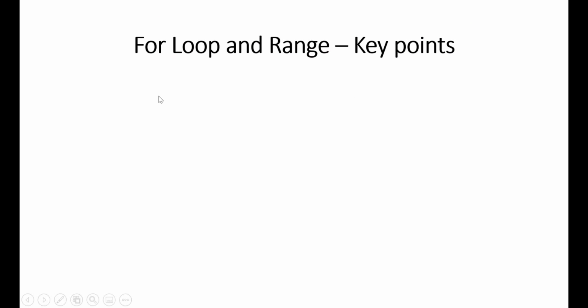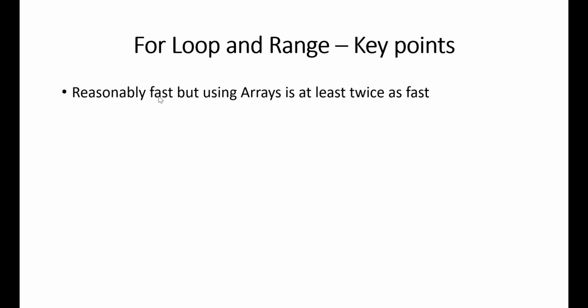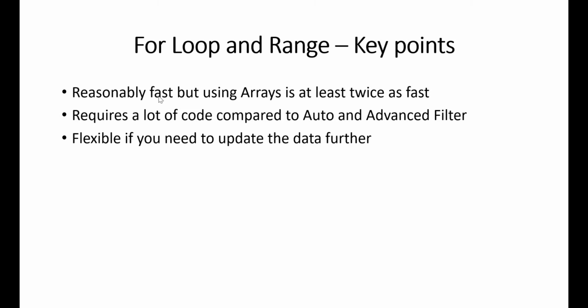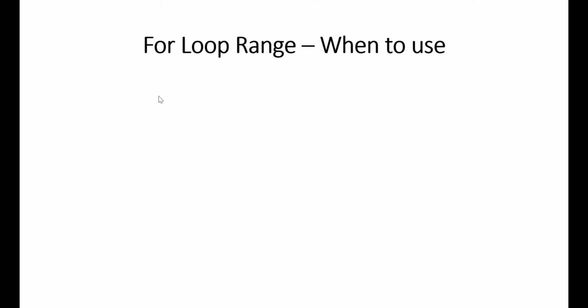The key points of the for loop and range are that the for loop is reasonably fast, but using the for loop with arrays is at least twice as fast, and maybe more, depending on how many times you reference the worksheet. It requires a lot of code compared to using auto filter and advanced filter, but it's flexible if you need to update the data further. So if you want to multiply the data by something or make some changes, it's easy to do that with the code.